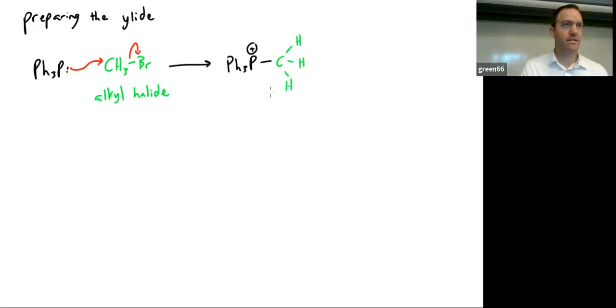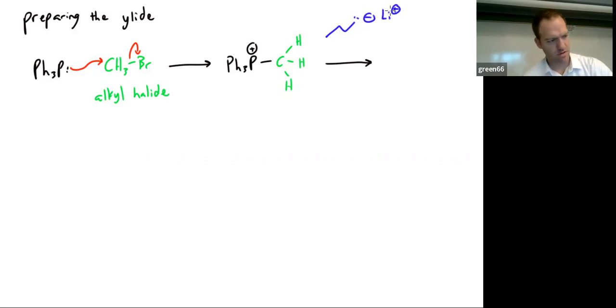Now, this is not a ylid. I need to lose a proton from this to make the ylid. Here's where things get super dangerous. We have to use a very, very strong base to pull a proton off of this molecule. The base that we're going to use is called n-butyllithium. I think I've brought this up before. That sound familiar? n-Butyllithium? No? Okay.